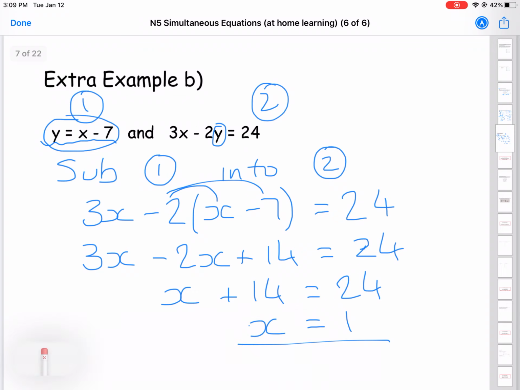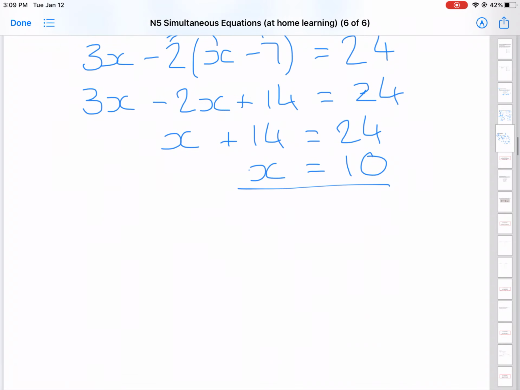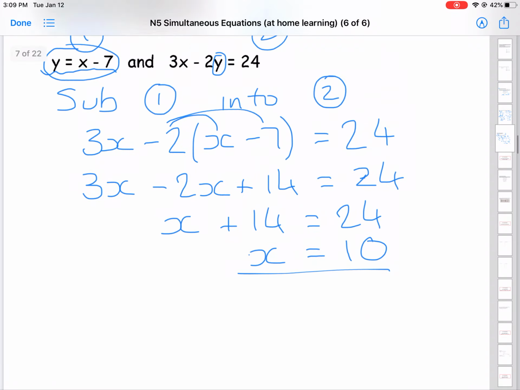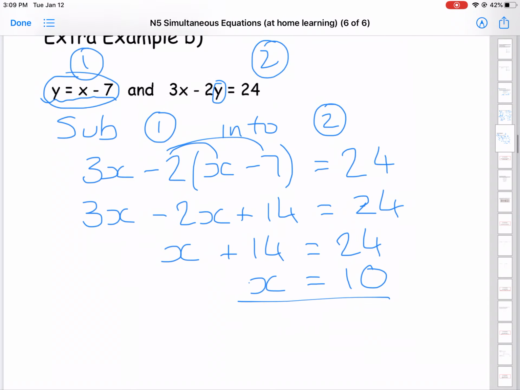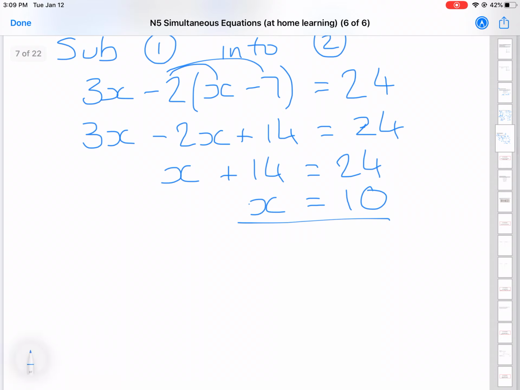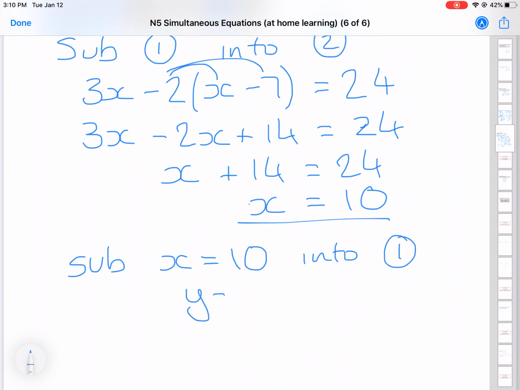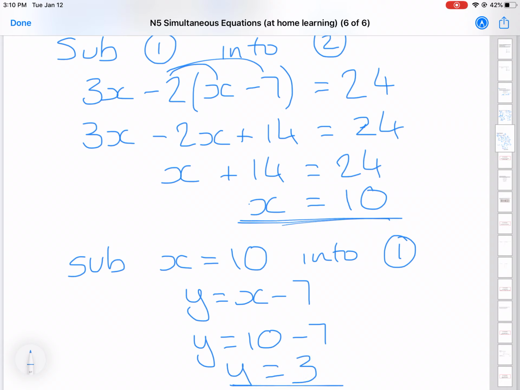Once we have what x is equal to, we can substitute that in to find out what y is equal to. So let's substitute into equation 1. So sub x equals 10 into equation 1. Now equation 1 was y equals x minus 7. So y equals 10 minus 7. So y equals 3. And that's our two final answers there. X is 10 and y is 3.